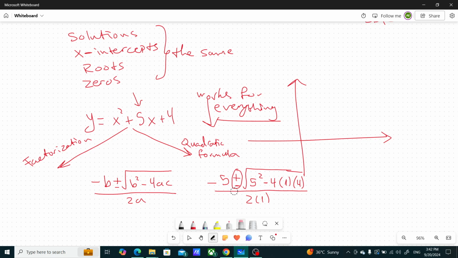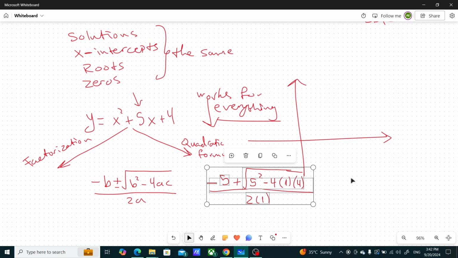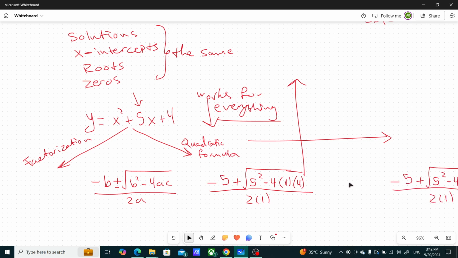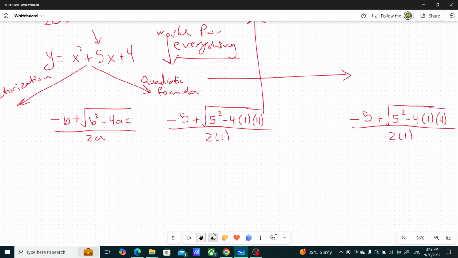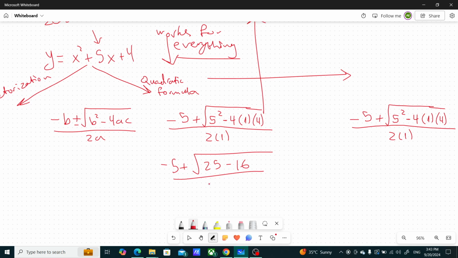So let's start by doing plus first, okay? And then we can take a copy of this and paste it over here and we'll solve it later, okay? So let's start by doing the plus. So now minus 5 plus square root, okay, 5 squared is 25 minus 4 times 1 is 4. Negative 4 times 1 is negative 4. Negative 4 times 4 is negative 16. So minus 16 over 2 times 1 is 2.